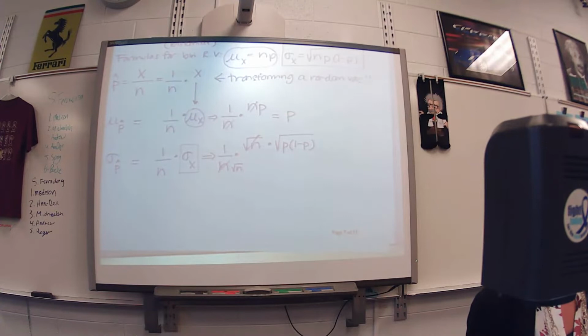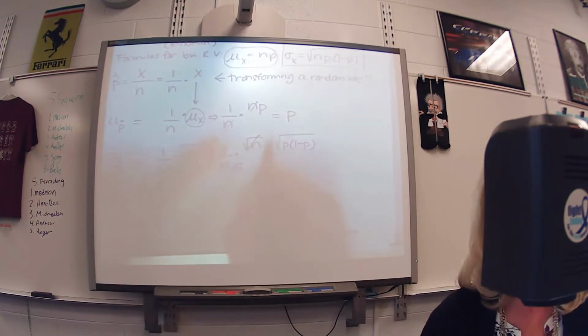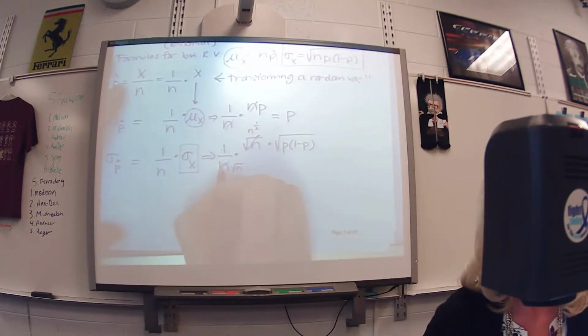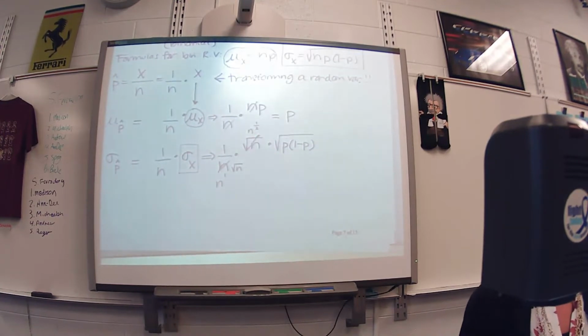Do you remember how a square root is the same as a 1/2 power? So if you think of that numerator as n to the 1/2 power, and you think of that denominator as n to the 1st power, remember that rule about how you can subtract exponents? Okay, so 1 minus 1/2 would give me a 1/2 power left over, but it's left over on the bottom. That's why the square root's left on the bottom.